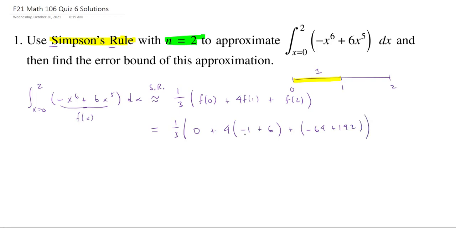Let's see, 6 minus 1 is 5, and 4 times 5 is 20. 192 minus 64. Well, minus 62 would give me 130, minus 2 more gives me 128. Okay, so I add these together. I get 148, and then I have this third out front. So in total, my approximation is going to be 148 over 3, which is, let's see, 3 would go into 150 50 times. So this goes in 49 and 2/3 times, so 49.6 repeated.